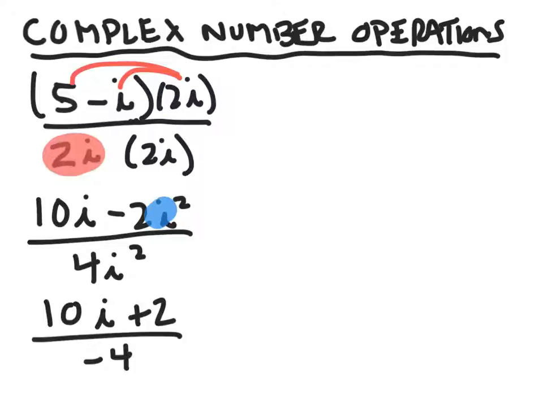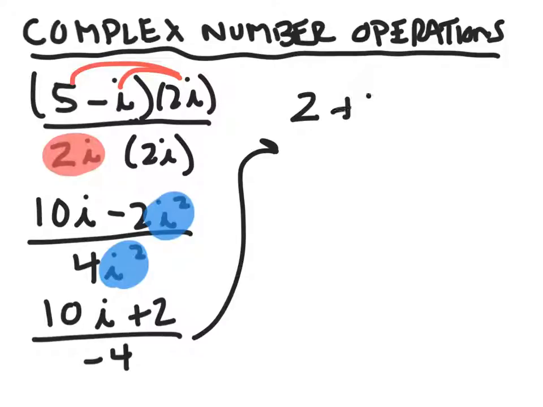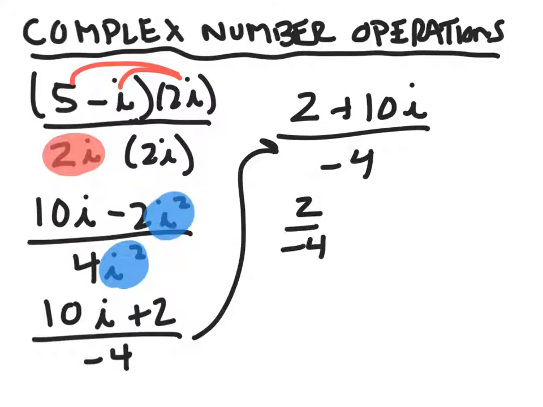Let me re-highlight that idea. See how this turned into a negative times a negative, and then this one turned into that negative. A nice little system, because look what happens. I get 2 plus 10i all over negative 4. I can leave it like that, or I can now divide things by the negative 4. So I get 2 divided by negative 4, and 10 divided by negative 4.